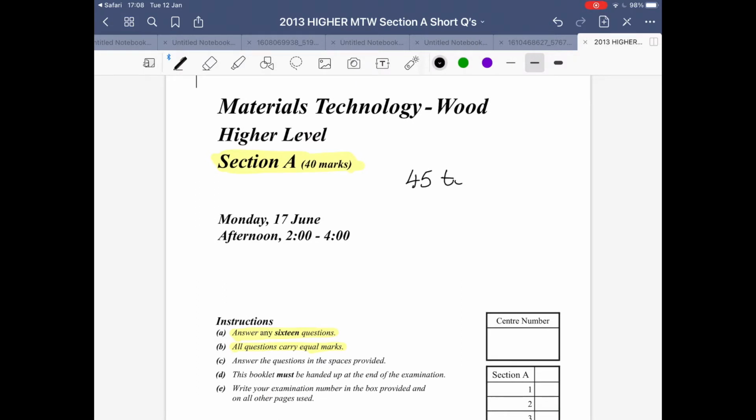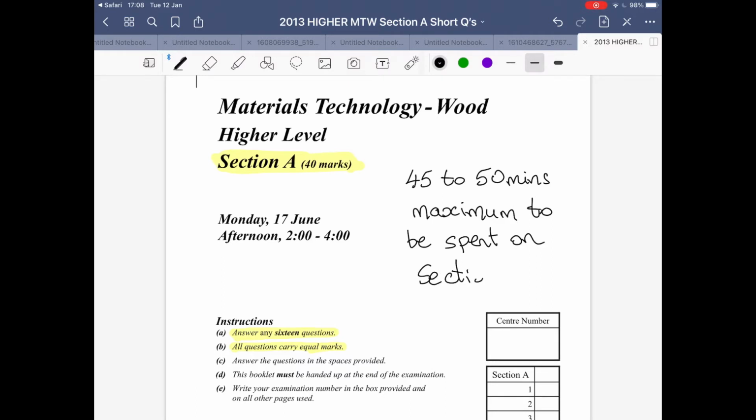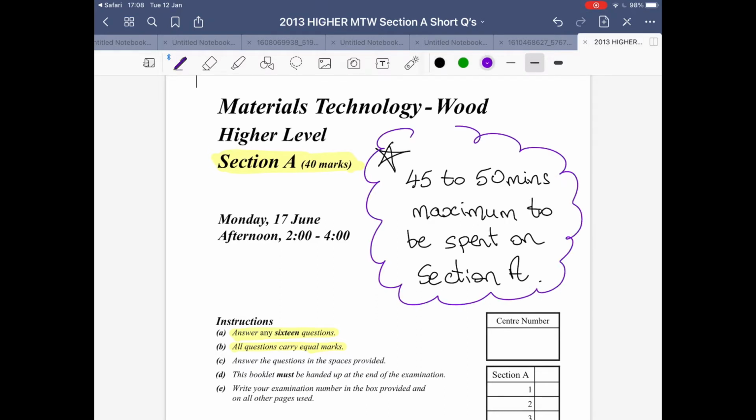Now, just as a background to this, on the day in your exam you will have 45 to 50 minutes at the most to answer these questions, and that's as long as you need to spend on it. Remember, you'll have a section B with long questions as well. Okay, so moving on to question 1 from this year.